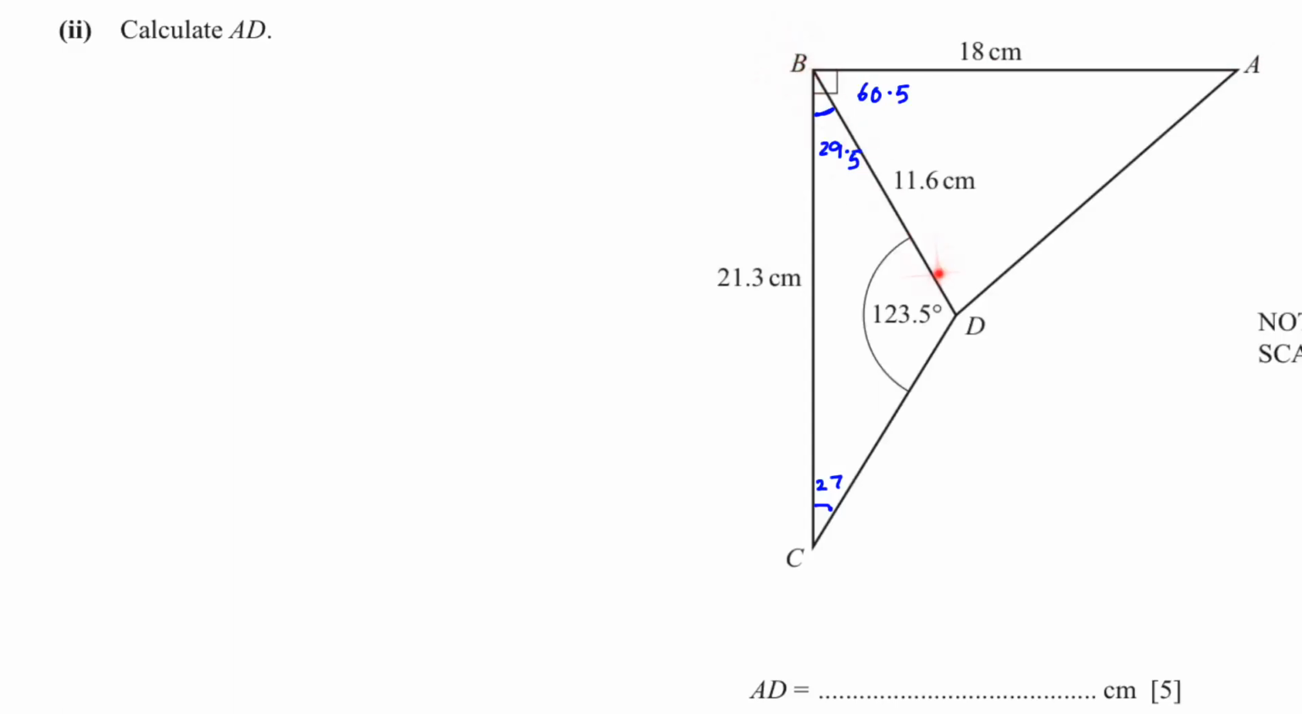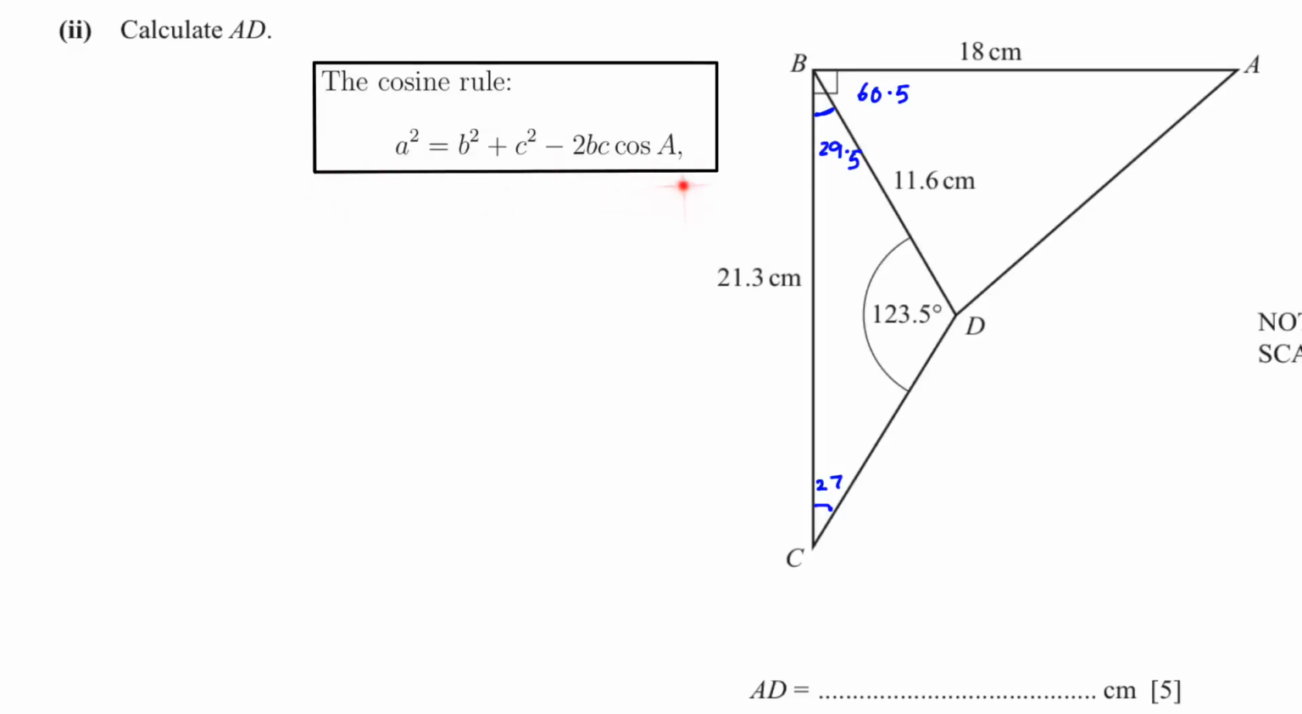You have been given two sides and an included angle, and you want to find the side opposite to the angle given to you. To do that, we will use the cosine rule. This is the cosine rule: a squared is equal to b squared plus c squared minus 2bc cos A. If the angle A is given to you, you can find side a using this formula.